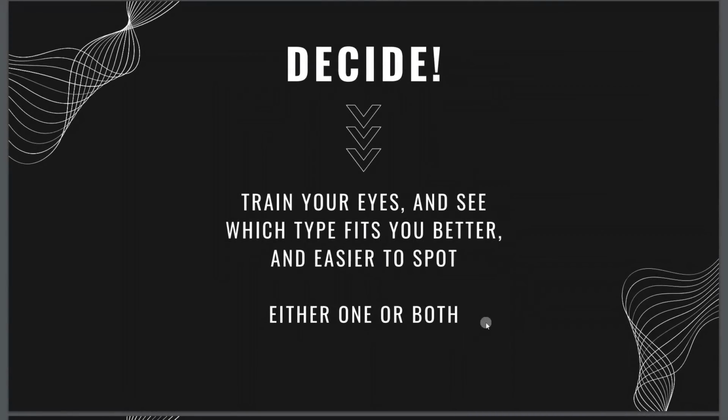Now you need to decide. You need to train your eyes and see which type fits you better and it's easier to spot. So you'd go to the chart, you would try to apply all of this and try to see, do you see the external to internal easier, or do you see the internal to external easier? Based on that and based on your backtesting, you would know which one to trade, either one of those or both of them. Most likely, and what I like the most, is external to internal.